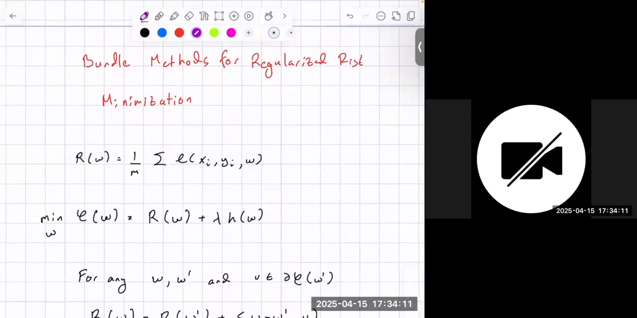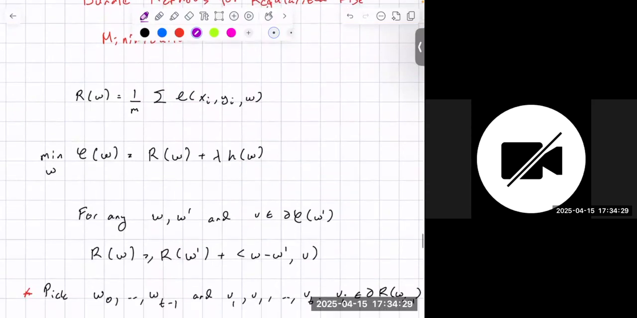These are usually called bundle methods for regularized risk minimization, but the name is too fancy. Basically, you get a situation that you have in machine learning and you're going to try to use this duality type ideas to come up with an algorithm, okay? So how does it go? You have a loss function. You have, say, m data points. You sum it, you average it. That's your reward or loss.